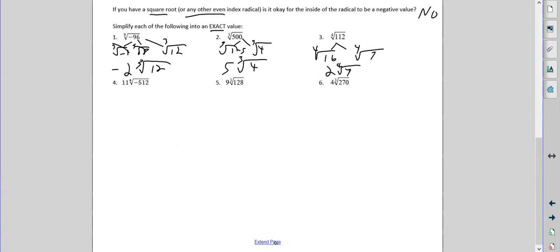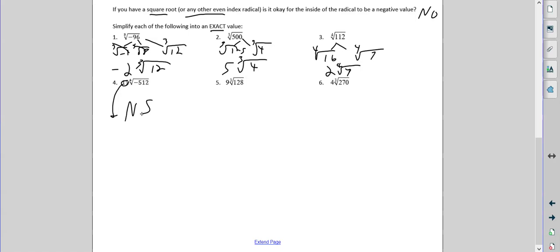Okay, moving on. Number 4 says 11 times the fourth root of negative 512. Now, normally I would tell you, hey, don't forget this 11 down here, but that's not going to matter because this is an even root of a negative, which is no solution. No can do. We can't do that yet. We'll learn how to do that later in the semester, but not now.